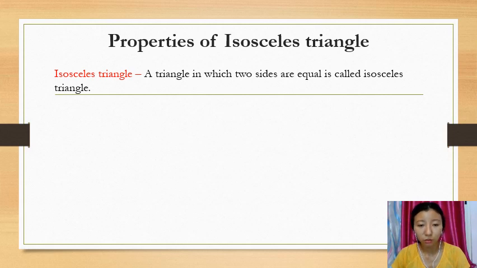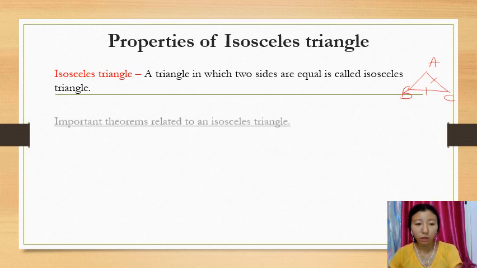For example, if this is a triangle ABC, AB is equal to AC. It can also be that BC is equal to AC, right? This can be written as an isosceles triangle. This triangle is called an isosceles triangle.